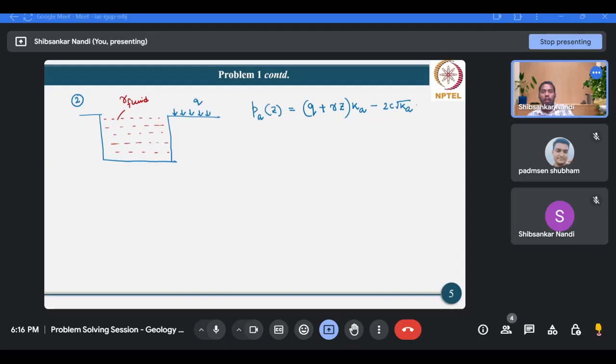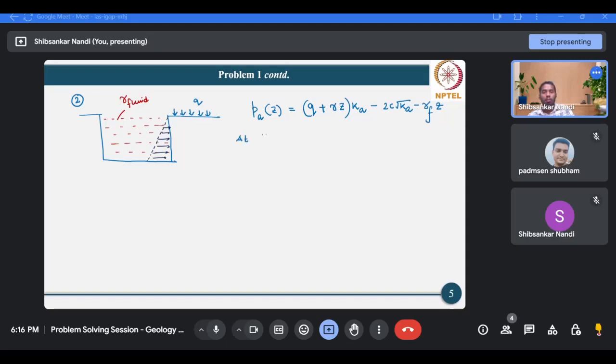And at the same time you are having some pressure opposite to the PA. So due to the fluid, your active earth pressure is suppose acting in this way, and the fluid pressure is acting in the opposite direction. So you have to subtract that pressure, which will be gamma fluid into Z. So this is the modified expression.